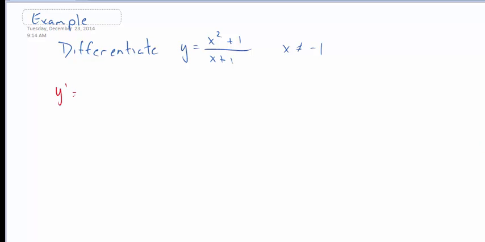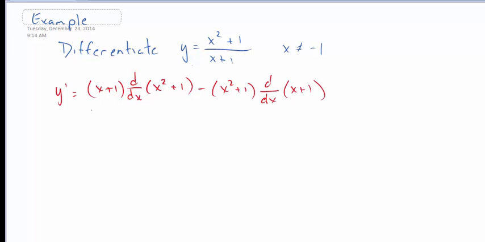So the derivative is going to be low d high, so derivative of the top. And for the time being, I'm going to write it like that. I'm taking the derivative of x squared plus 1 with respect to x minus high d low, derivative with respect to x of x plus 1, divided by low squared.